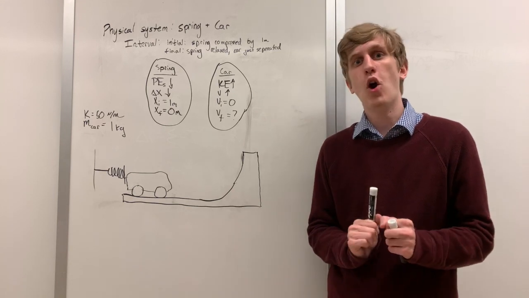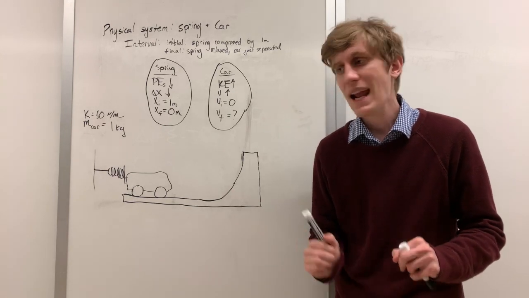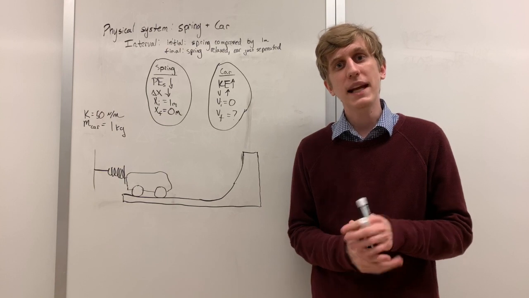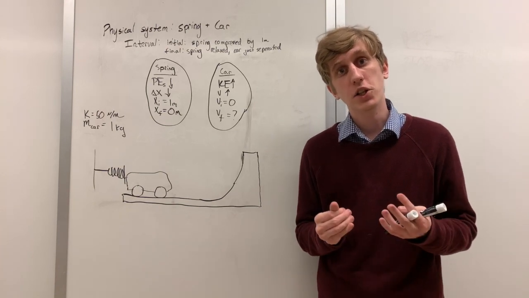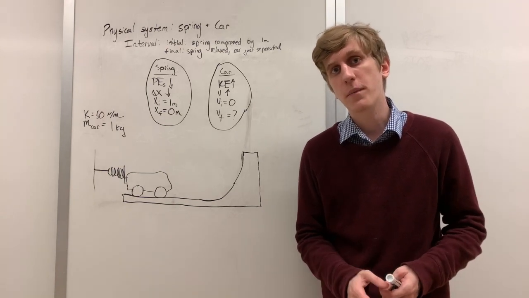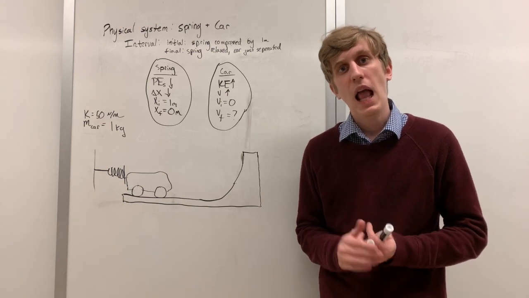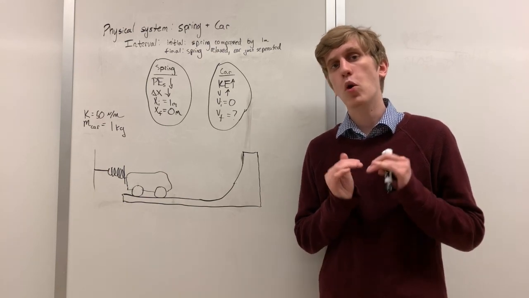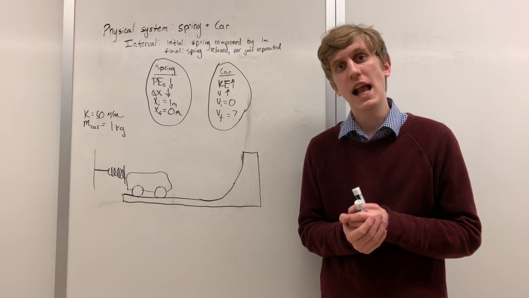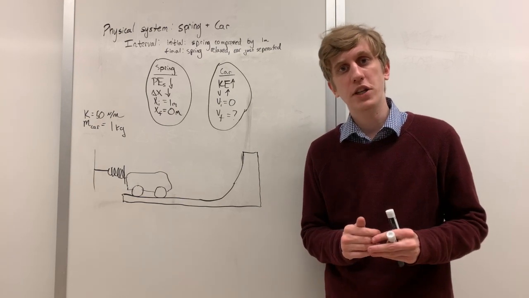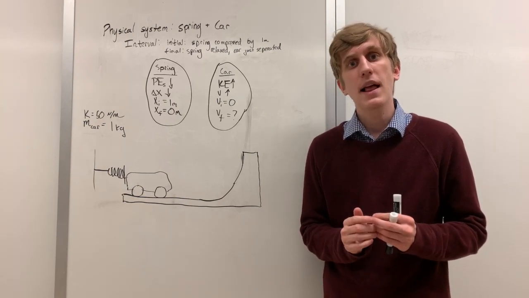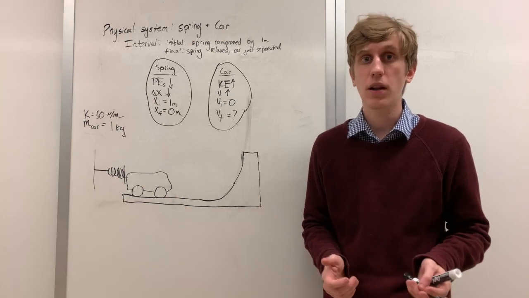Now, is this an open or a closed system? In general, systems like this would suffer from friction, which would be removing energy from the system as the car traveled. However, for the purposes of this example, we're not going to include friction and just pretend that no energy is lost at any point. This means that the system is closed.